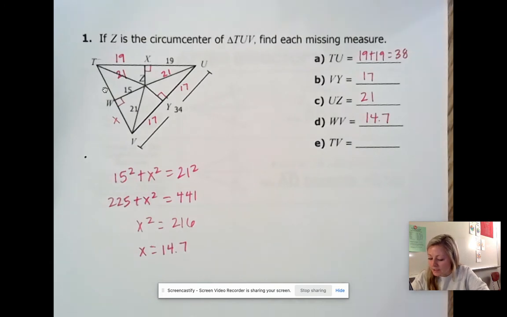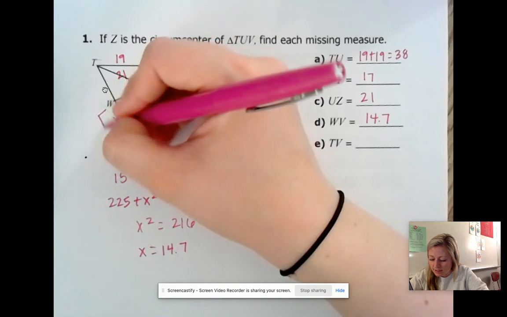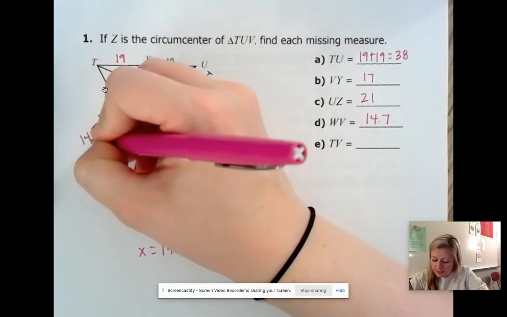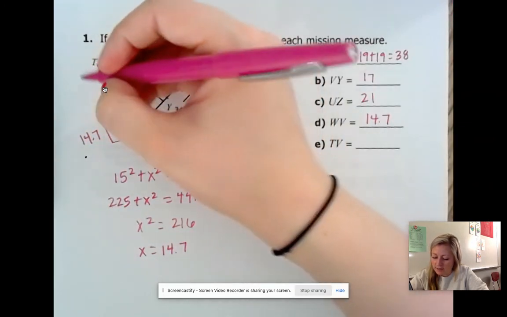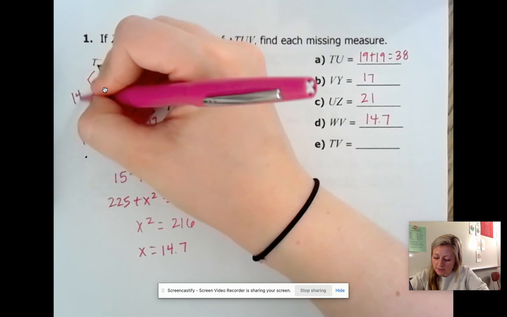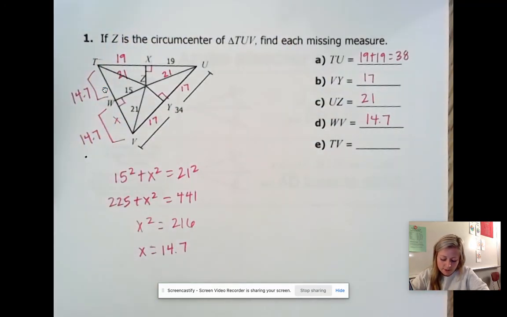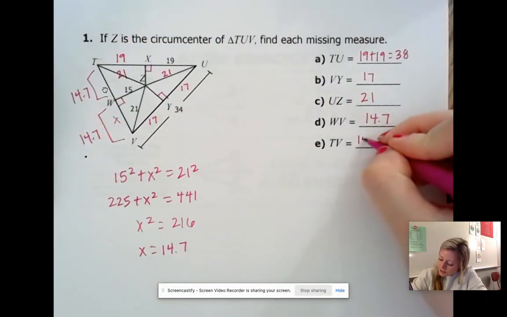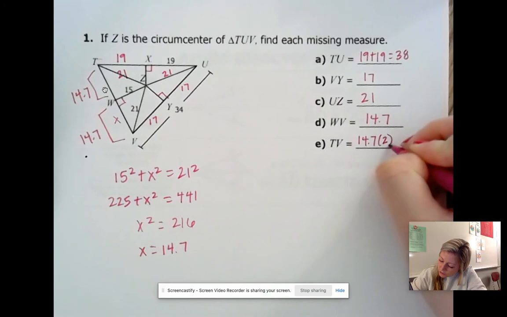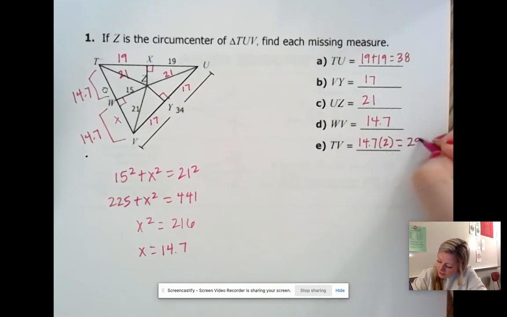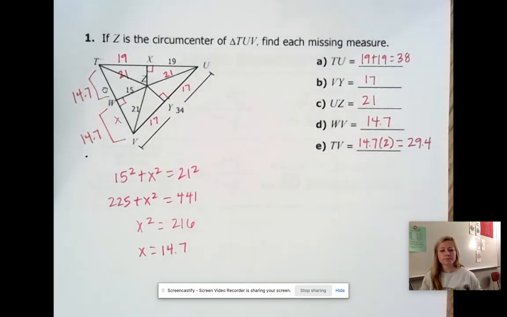And then our last one, TV. Oh, bless, look at this, you guys. We just said this is 14.7. To get T to V, we just double it, because I know that this also has to be 14.7. That's not so bad. So 14.7 times 2 gives us 29.4. Perfect.